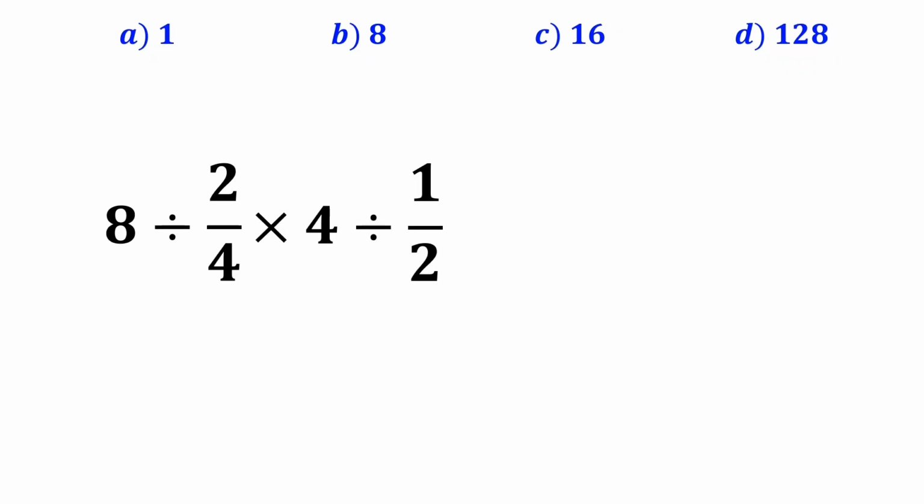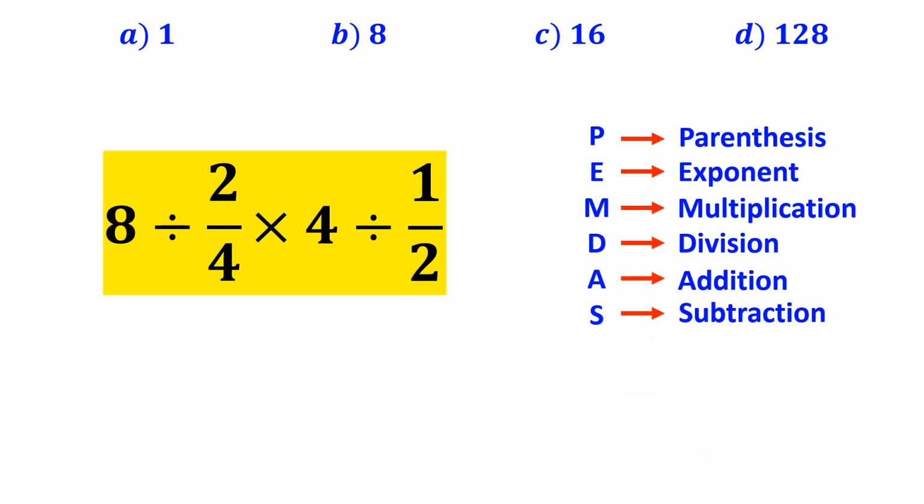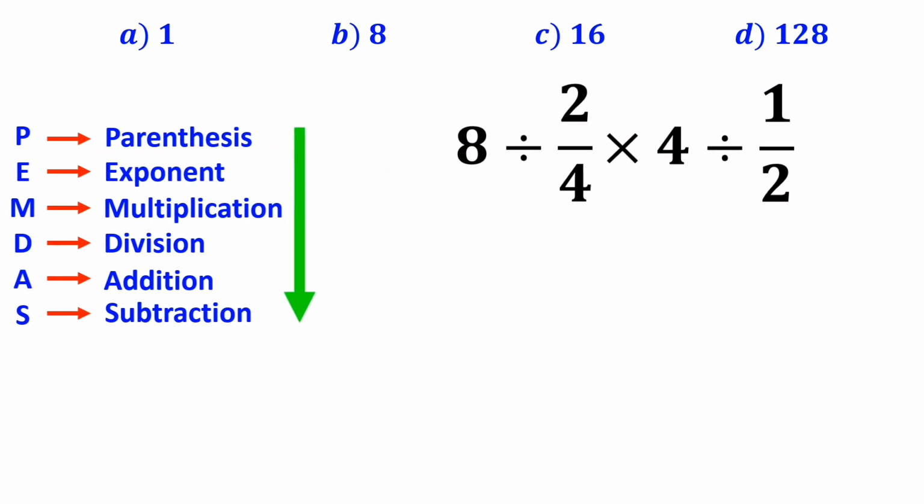Alright, now let me show you how to solve this question properly. To evaluate this expression, we need to apply the PEMDAS rule. It means that we must stick to the correct order of operations and go through it from top to bottom step by step. Okay, as you can see in the image, this expression includes 2 divisions and 1 multiplication.